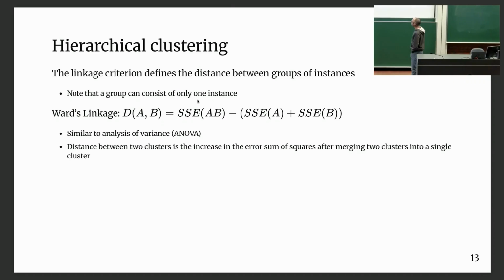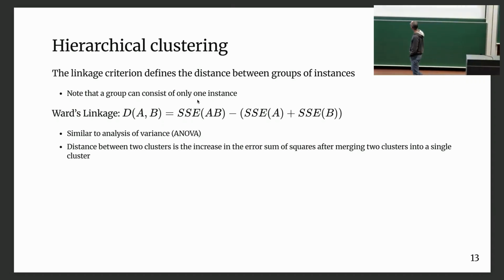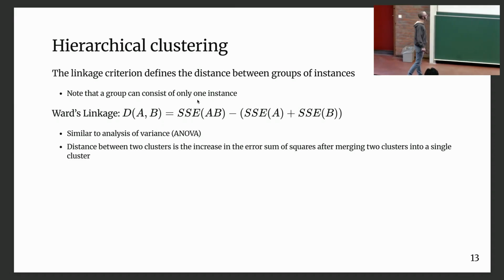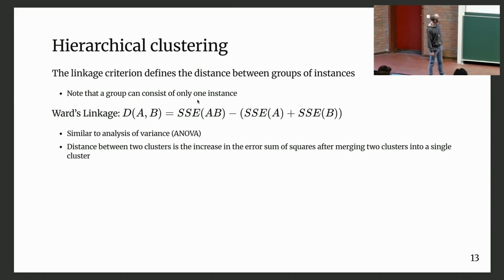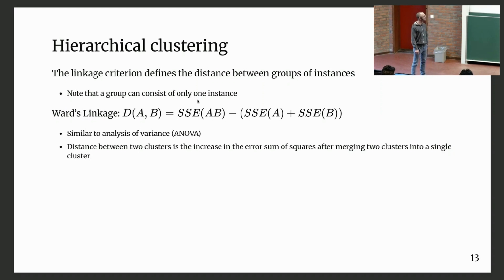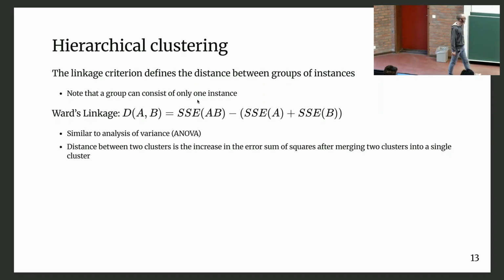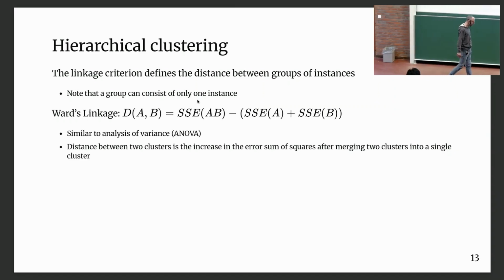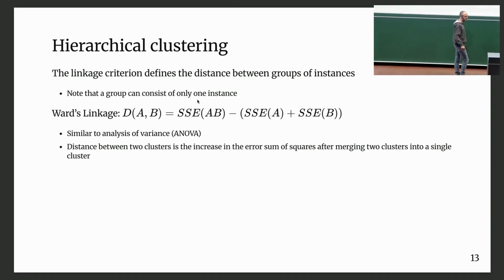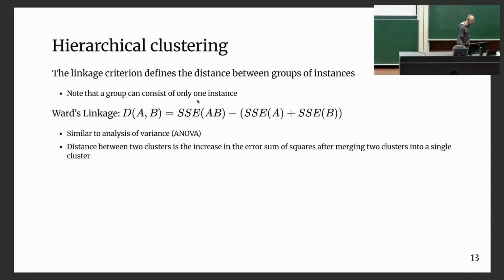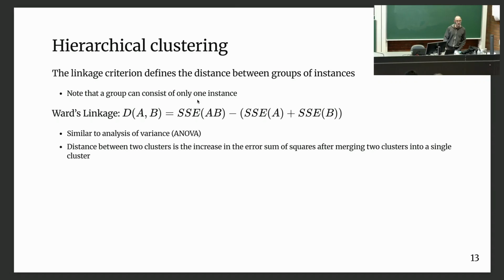There is also Ward linkage, which is similar to using ANOVA. The distance between 2 clusters is the increase in the error sum of squares after you merge the 2 clusters into a single cluster. So here you base it on the sum of squared errors. And again, then the question is, okay, that's some kind of loss that we come up with now, that we include there. So what kind of loss, what kind of SSE are we actually calculating?